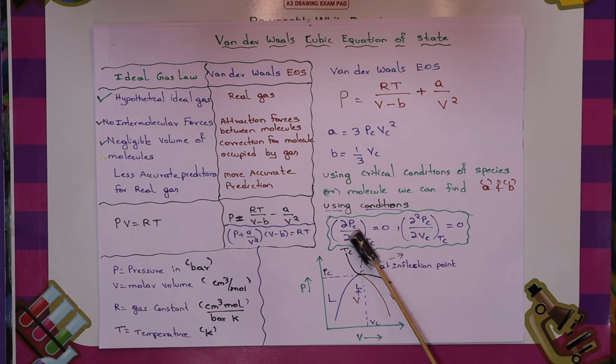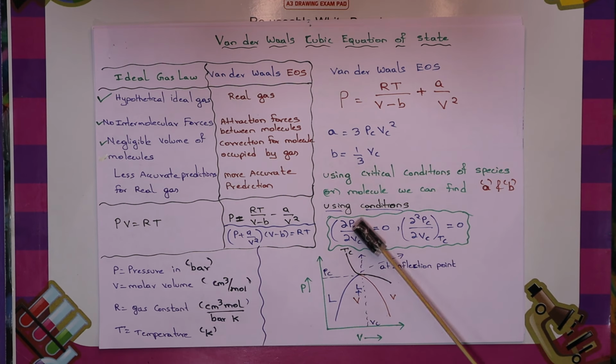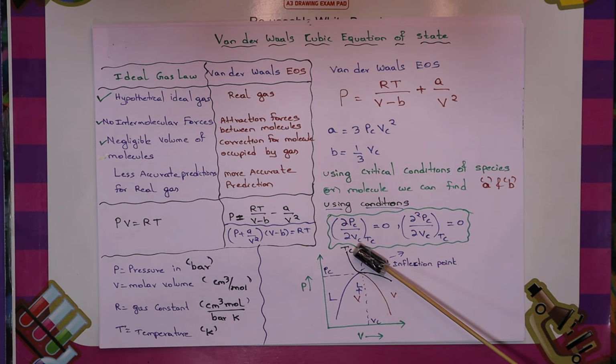It has to meet these two conditions. One is the partial derivative of Pc with respect to V. That means at critical pressure and critical volume, at this critical temperature, ∂Pc/∂Vc at Tc is equal to 0. That means the slope of this particular line will be equal to 0.